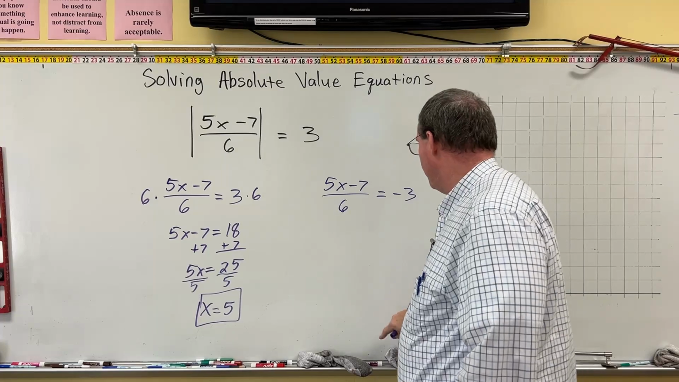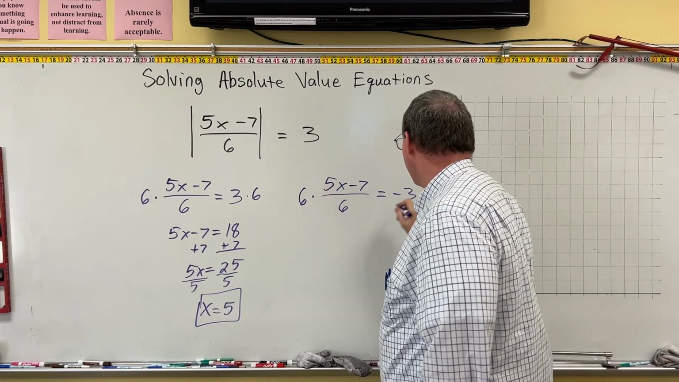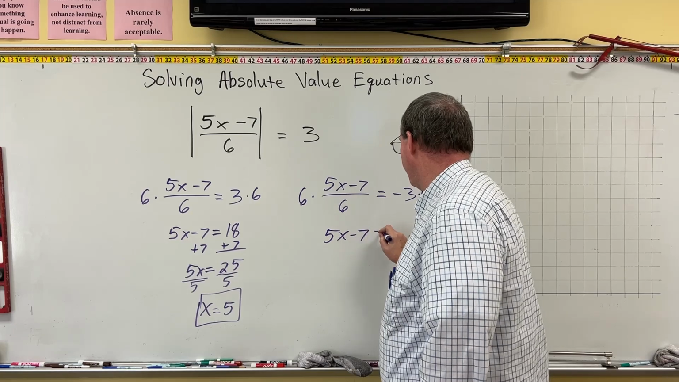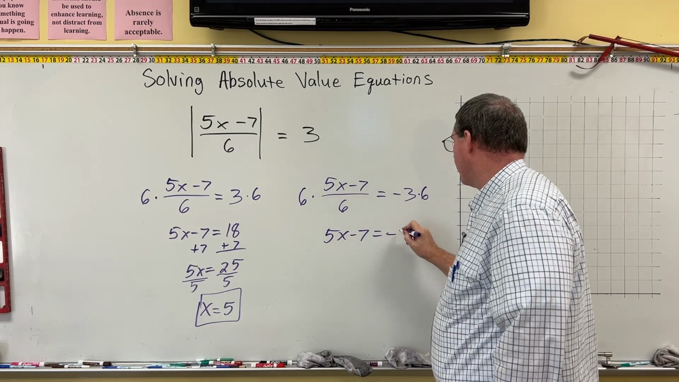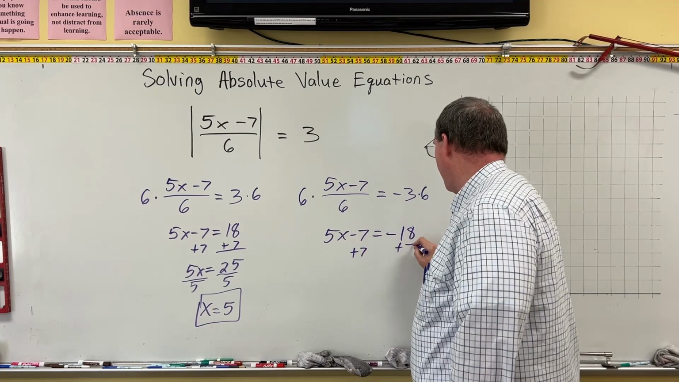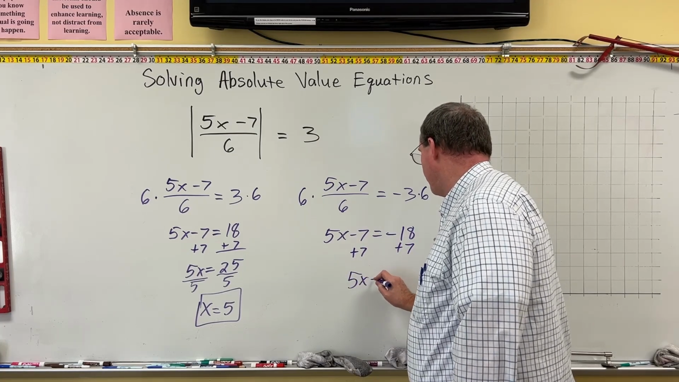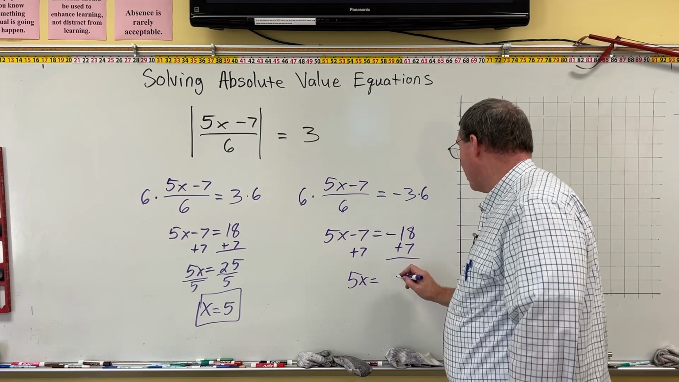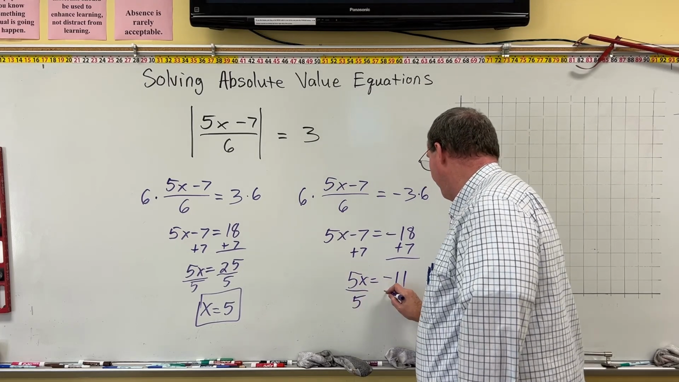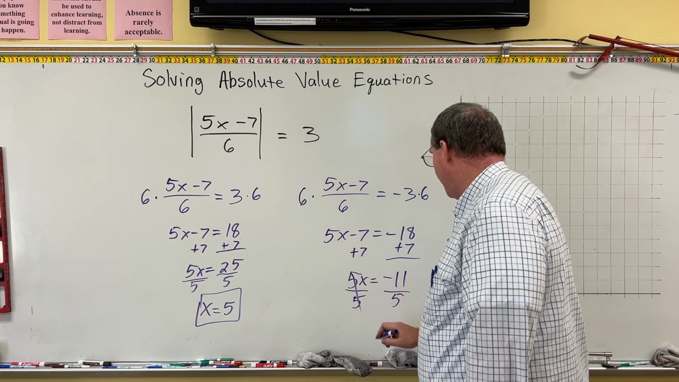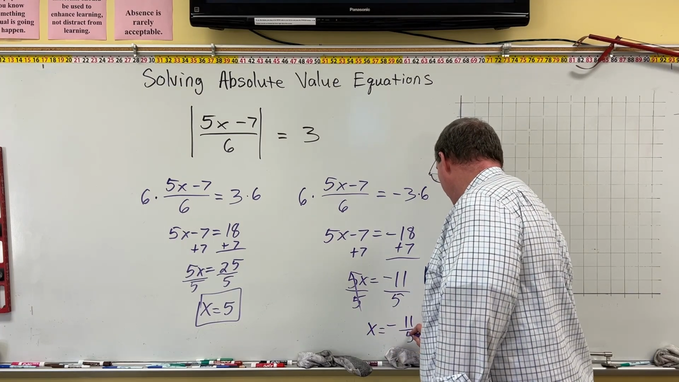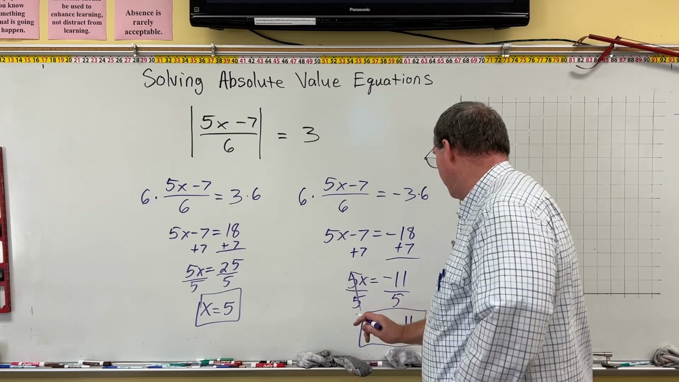Over here, do the same procedure. Multiply by 6 on both sides. We'll get 5x minus 7. But now on this side, negative 3 times 6 is negative 18. And now when we add 7 to both sides, we're going to get 5x is equal to negative 18 plus 7 is negative 11. Now when we divide by 5, we get x is equal to negative 11 over 5. And that's our second solution.